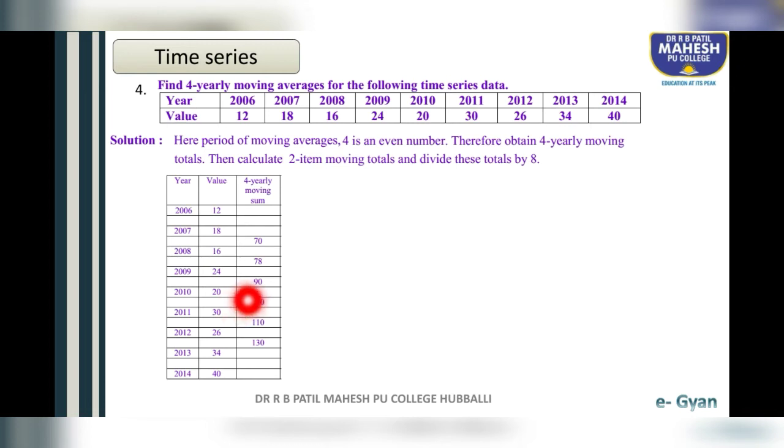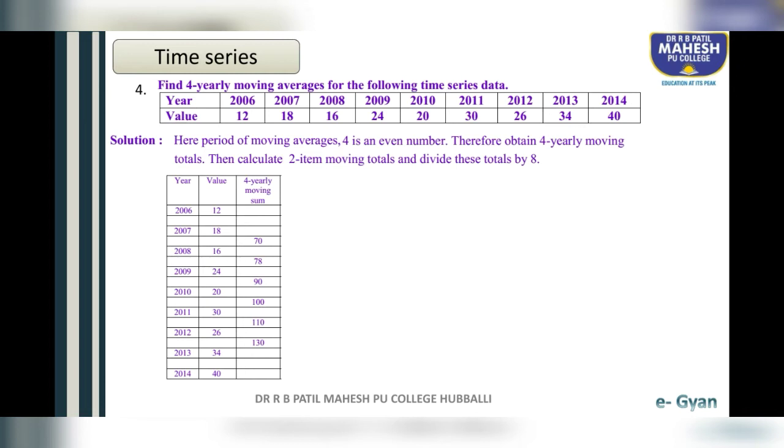Again you leave 20. Next take 4 values. 30 plus 26 plus 34 plus 40. Okay, if you leave 20, after adding these values, 30 plus 26 plus 34 plus 40 is 130. So like this you have to find out the 4 values total.